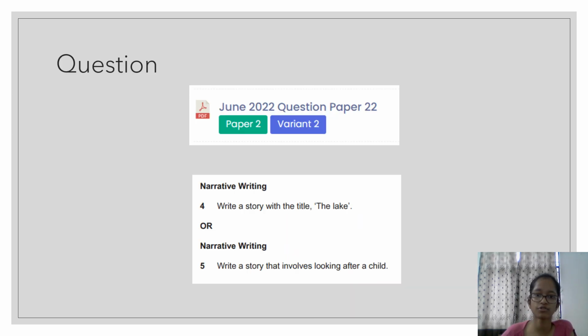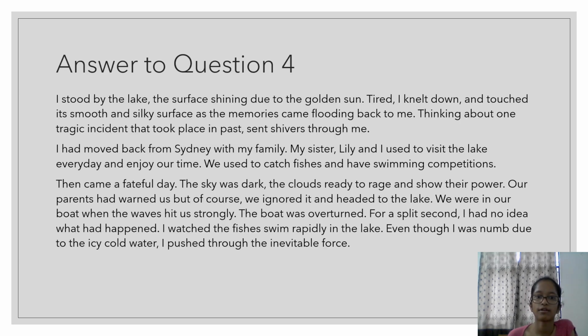Now here's a question which I have taken from June paper 2, question 2, Variant 2. Now let's look at narrative writing. Question number 4. Write a story with the title The Lake. So I have chosen this question, and just for your practice, all of you can do question number 5. Now answer to question number 4.